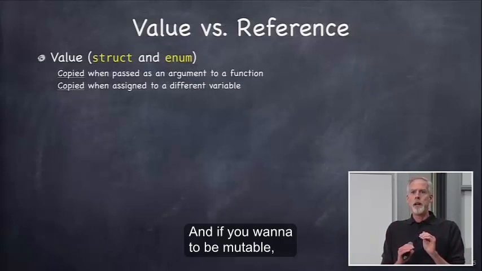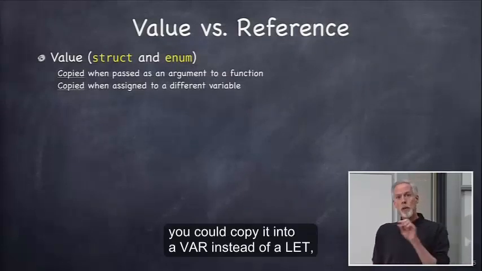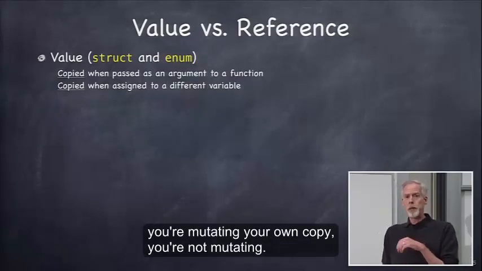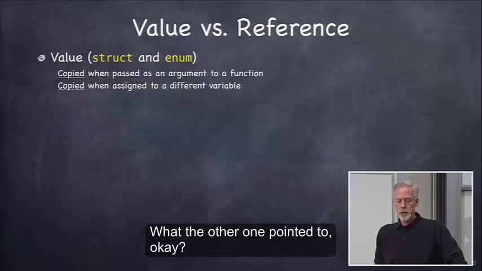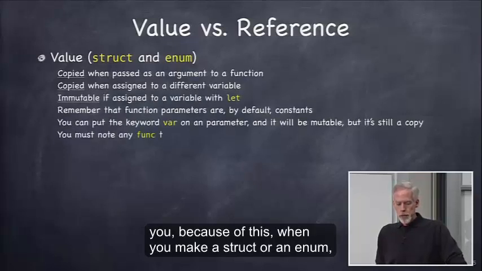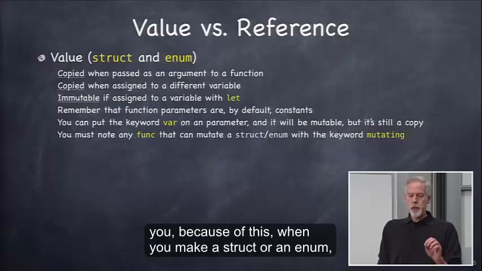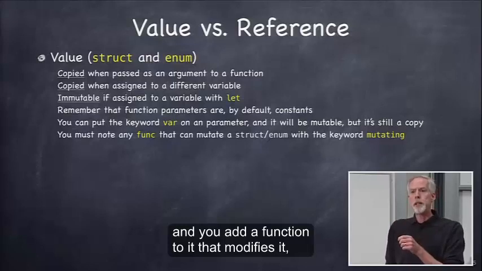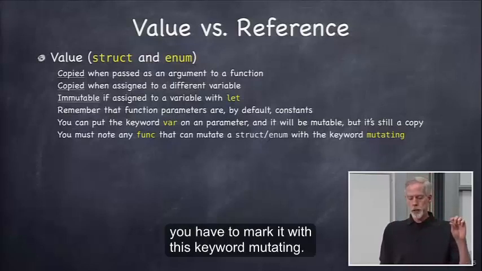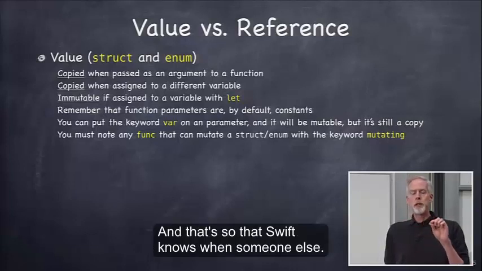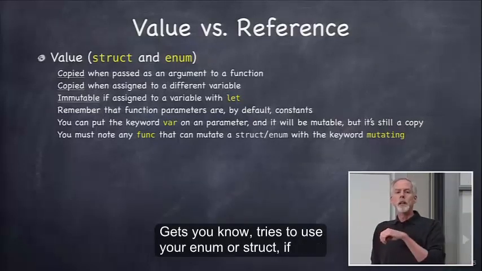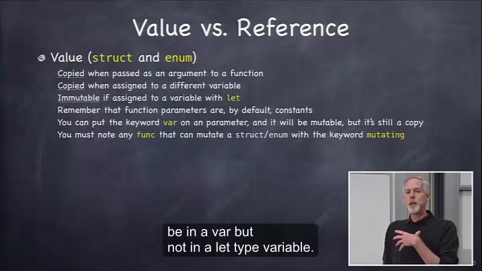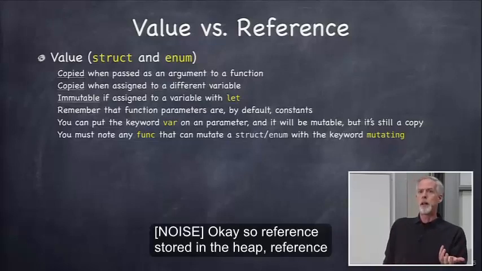Okay? And if you want it to be mutable, you could copy it into a var instead of a let, and now you could mutate it. And if you mutate it, you're mutating your own copy. You're not mutating what the other one pointed to. Okay? Because of this, when you make a struct or an enum and you add a function to it that modifies it, you have to mark it with this keyword mutating. And that's so that Swift knows when someone else tries to use your enum or struct, if they use one of these mutating functions, it obviously has to be in a var, not in a let type variable. Okay.